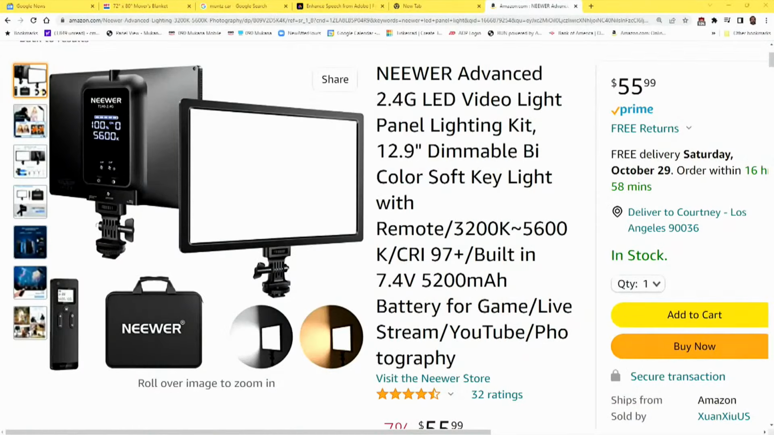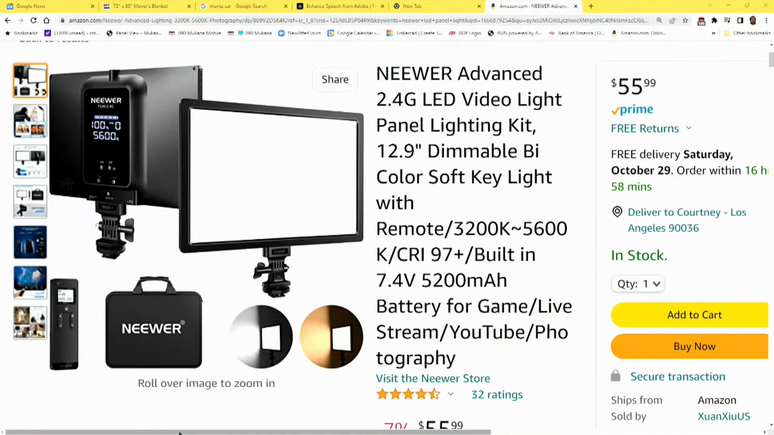And I prefer something like this, which would be the newer advanced, and they make this one in a 12-inch. It comes with a carrying case. It's bicolor. And the problem with a ring light is when you have glasses or you have something that reflects behind you, you see the ring light and you look like a raccoon a lot of times with glasses when you see these circles in their eyes.